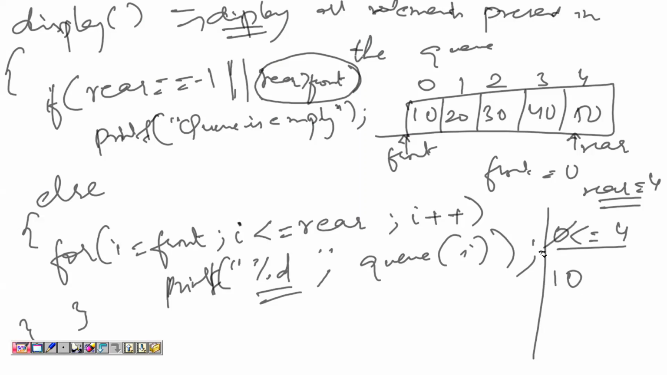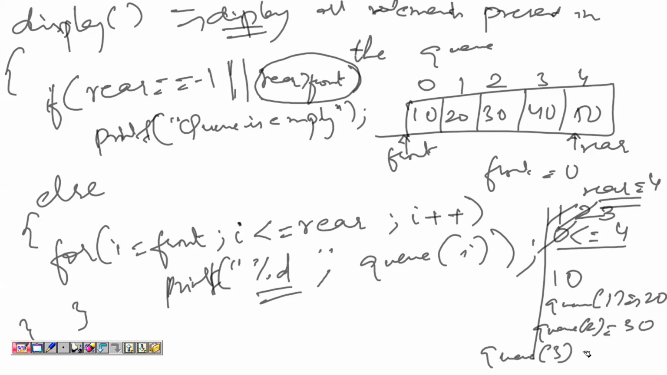Now again i will be incremented. 1 is less than 4, condition is true. Now again Q of 1 will be printed. Q of 1 is nothing but 20. Next, i will be incremented to 2 and Q of 2 will be printed. That is, Q of 2 is nothing but 30. Again, 2 will be incremented to 3. 3 is less than or equal to 4, condition is true. Now Q of 3 will be printed. Q of 3 is nothing but 40 here.